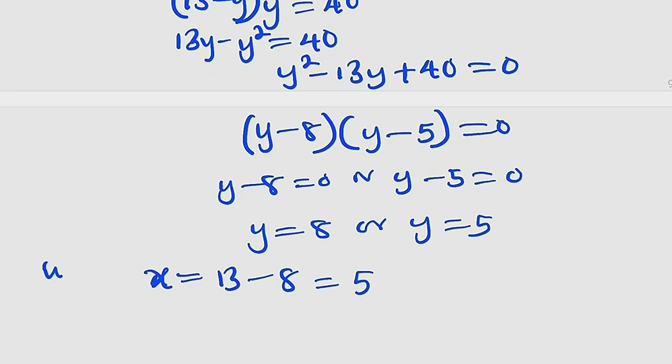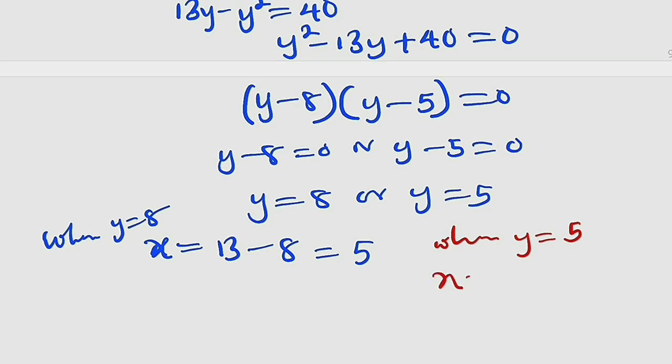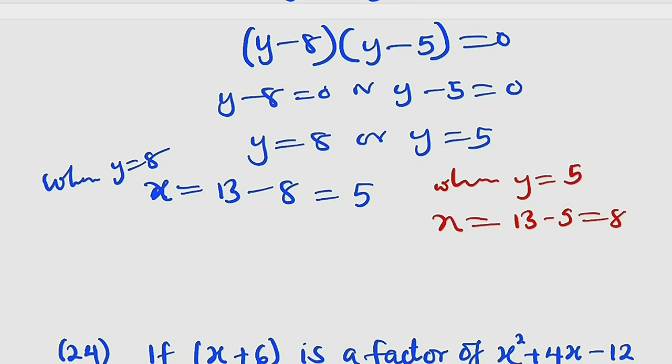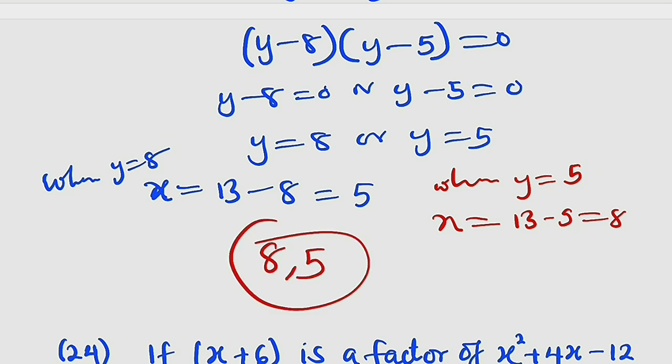So this is when y is equal to 8 and when y is equal to 5, because we have two values, x will be equal to 13 minus 5, which is equal to 8. So in both cases, when the first value is 8, the second value will be 5, and when the first value is 5, the other one will be 8. This is commutative, they are interchangeable. So the only values we have are 8 and 5. These are the two values you can multiply together to get 40, and once you add them together, you get 13.